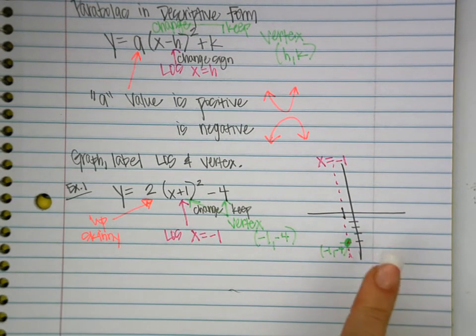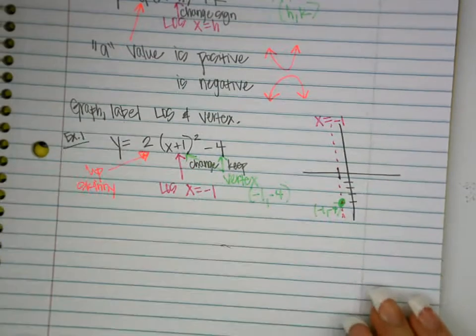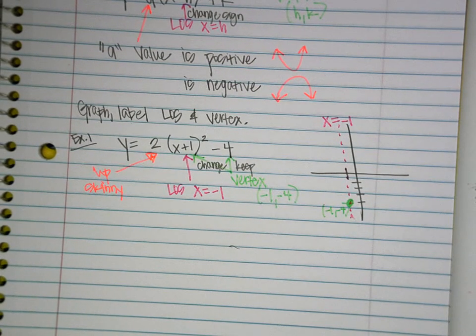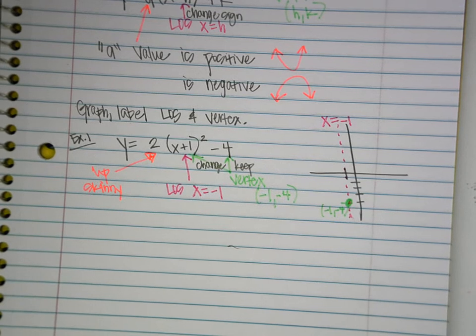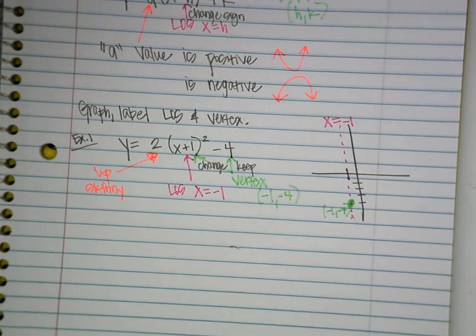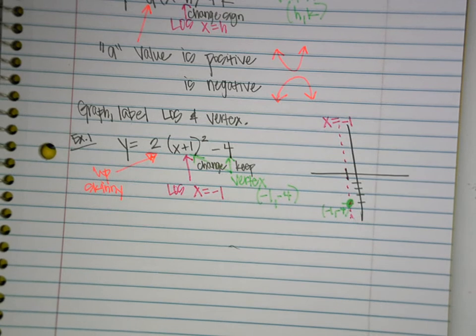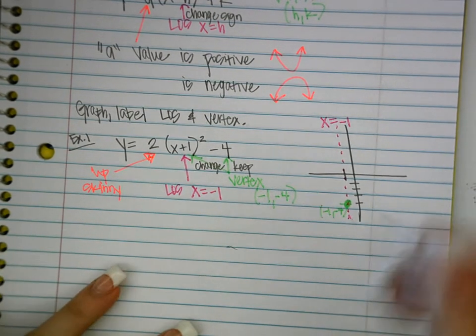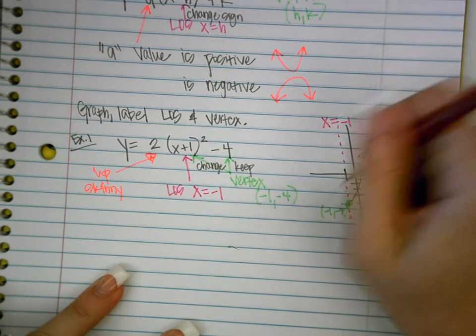And then from there, I also want you to sketch this, so we know that it's opening up and it's relatively skinny. If you wanted to make an exactly perfect picture, you could find x-intercepts and y-intercepts. I'm not concerned with perfection here. I just want you to know that it opens upwards and it's relatively skinny.